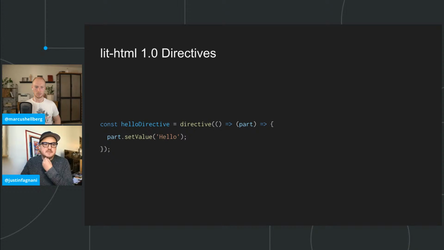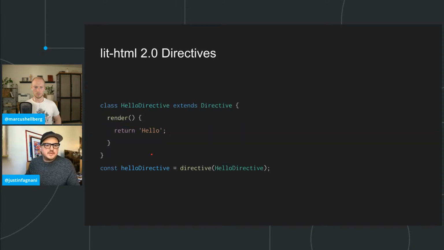So a real quick example, here's a Lit 1.0 directive. You can see that we have this double function cascade thing here. So this directive doesn't take any parameters, and then it produces a function that gets a Lit part, and now it can do stuff imperatively to that part. And it could also access the DOM associated with that part.